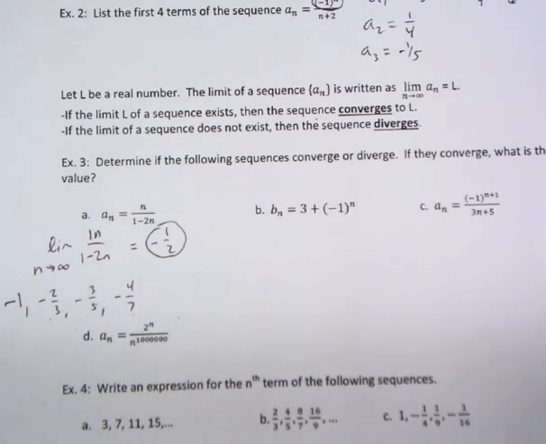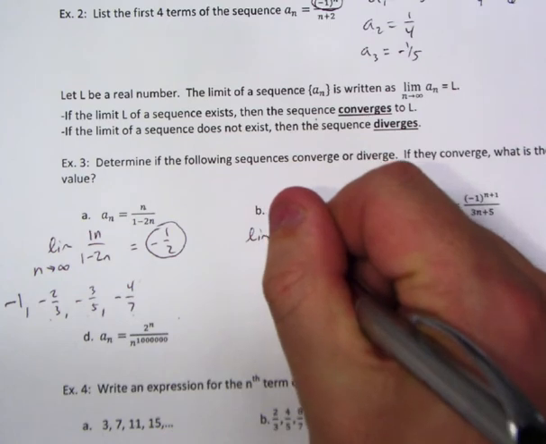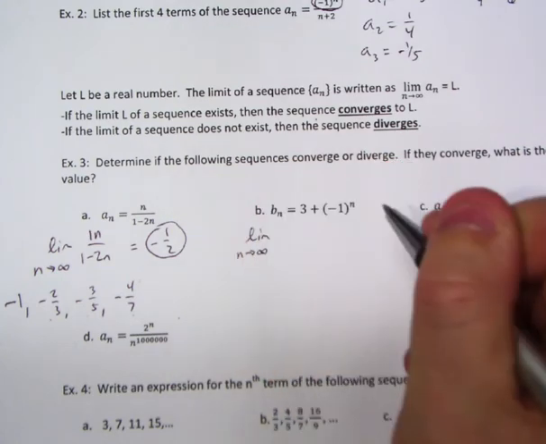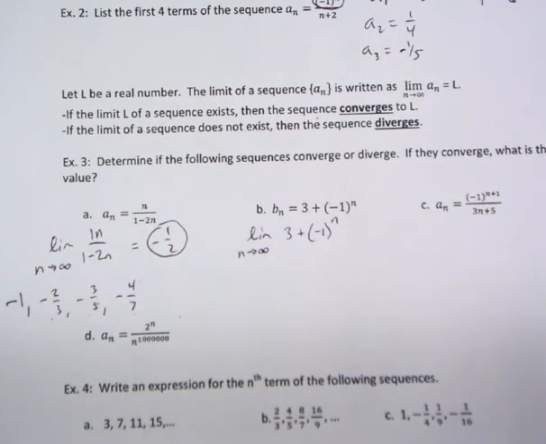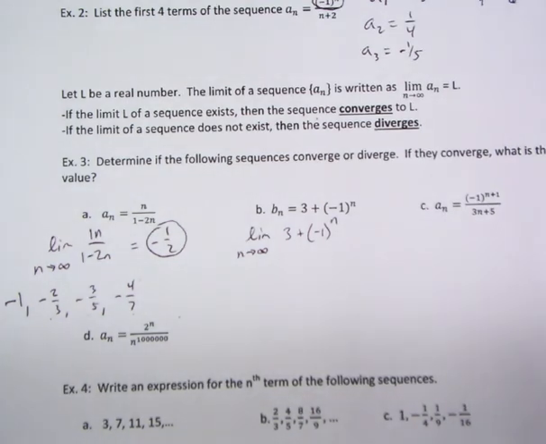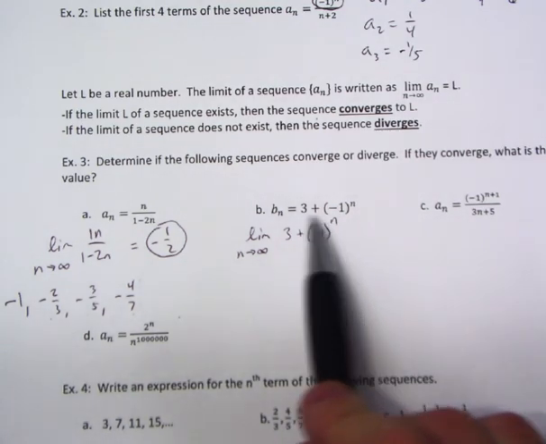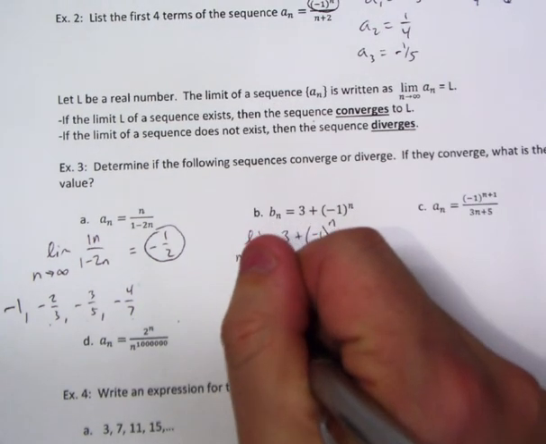Now look at b, and same thing. Let's take the limit as n goes to infinity of 3 plus -1 to the nth power. So this is one where we can't really use horizontal asymptotes. We don't have a rational function, like a fraction, top and bottom. And so this might be one where we just list out the sequence and see if that helps us. So the first term, if I plug 1 in, then I'm going to get 3 minus 1. So the first term's 2.